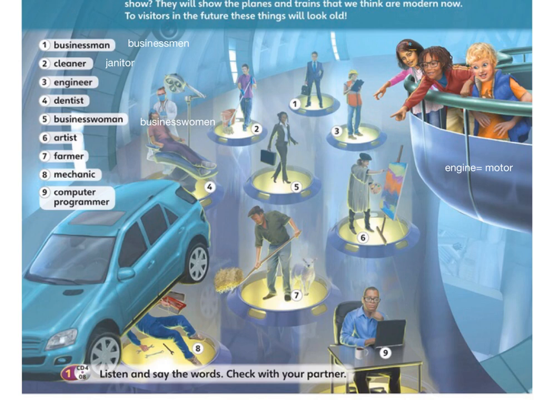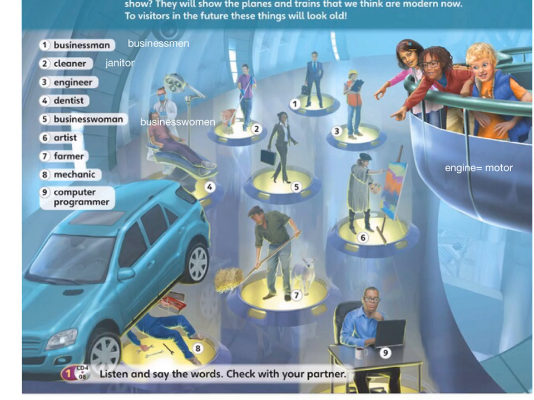Number 6, artist. Remember, an artist is not necessarily a painter. It could be a dancer, it could be a singer, it could be an actor, etc. Number 7, it's farmer. Do you remember that song there? Old MacDonald had a farm, E-I-E-I-O. Well, Old MacDonald was a farmer. A farmer is a person who has a farm. 8, mechanic. Look at him, he's under the car, working. Number 9, computer programmer. A computer programmer is someone who makes software and who also makes apps.